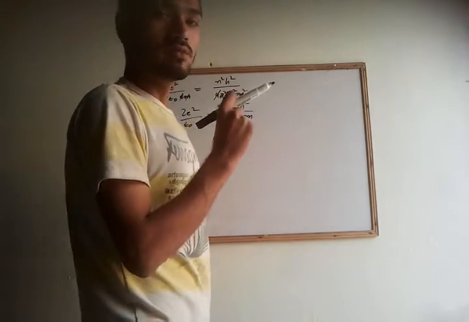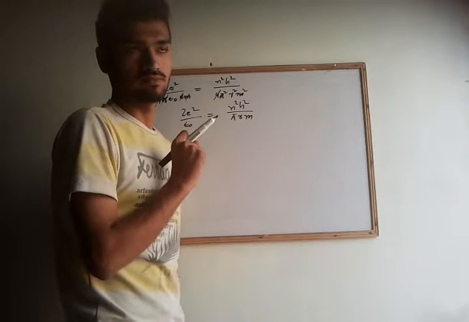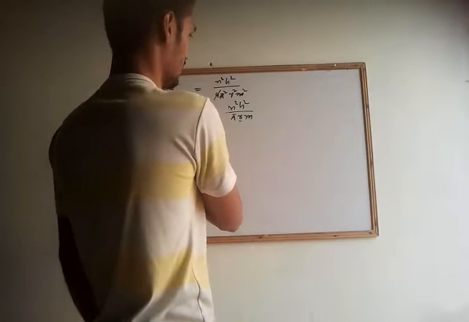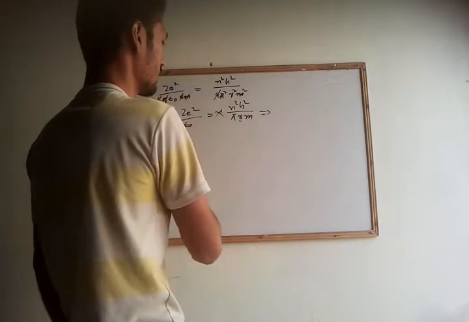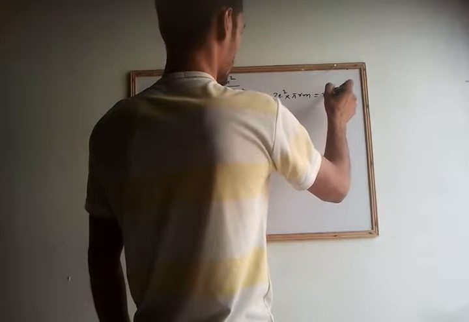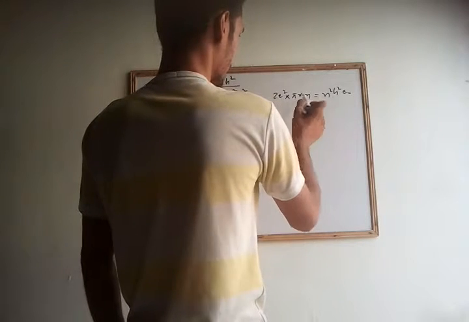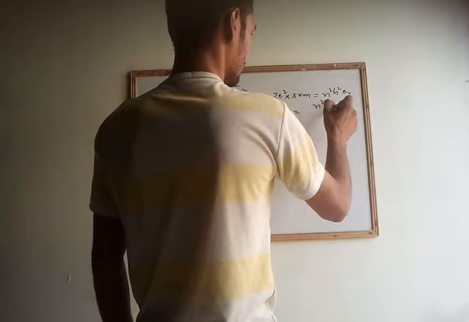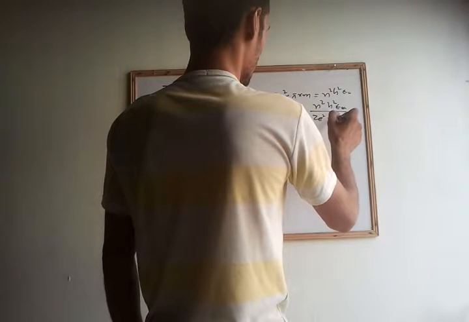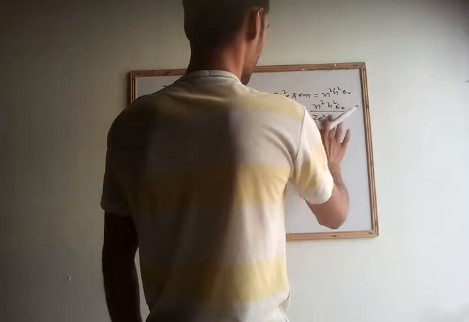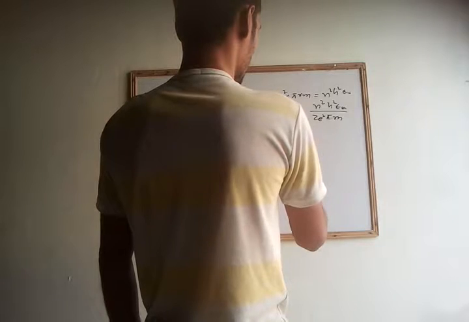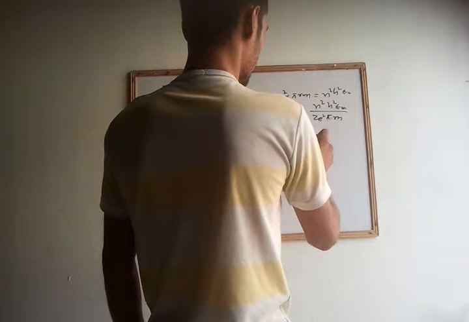We will determine the radius of the atom. So firstly we will cross multiply like this: n square h square epsilon naught, and the other factor will be Z e square pi m. So r is equal to n square over Z times this factor.